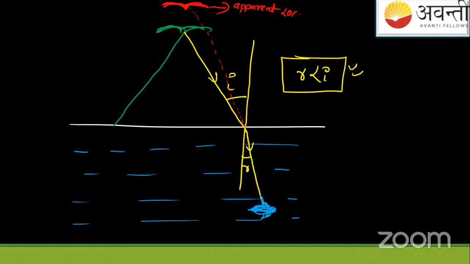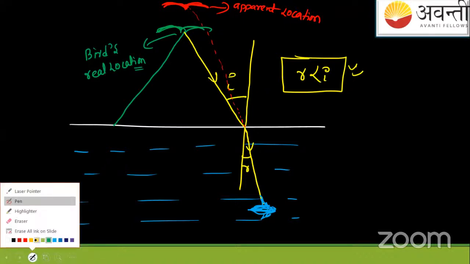Apparent location. So what will the fish think? The fish will see that the bird is there, far away. One observation we have to make, just hold on. And we know this in practice, in reality. This is the bird's real location. Got it? So now they're asking from you this thing.